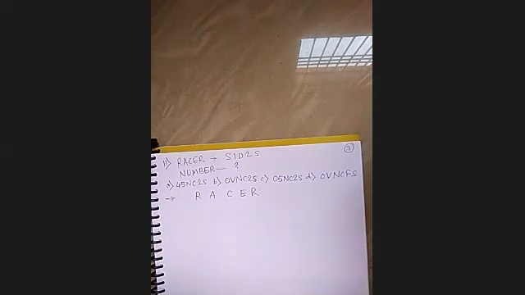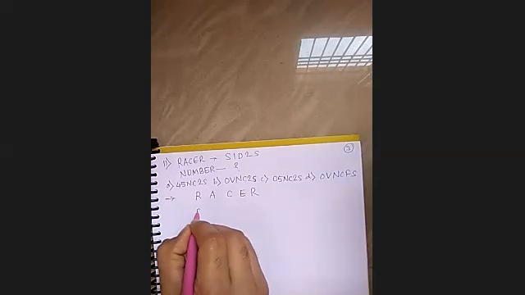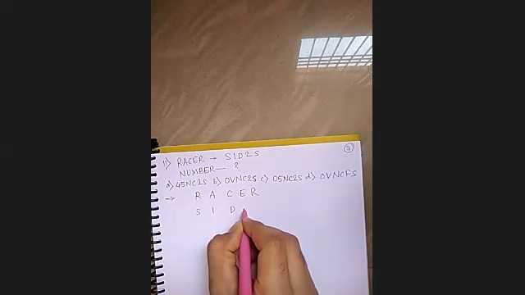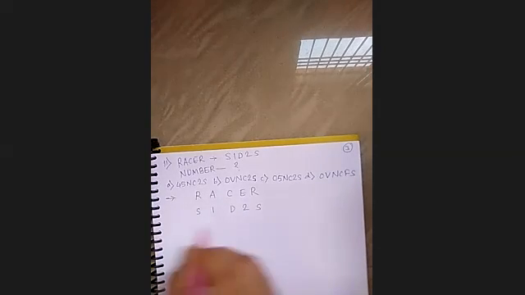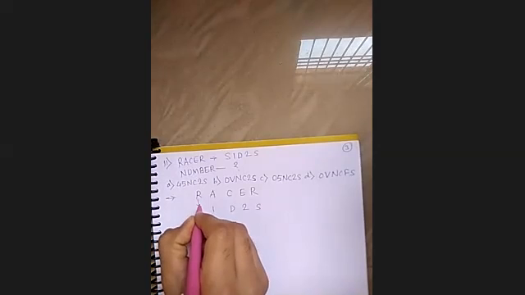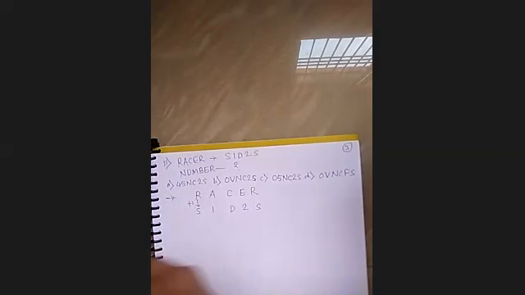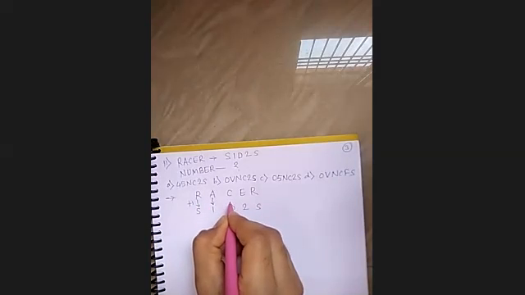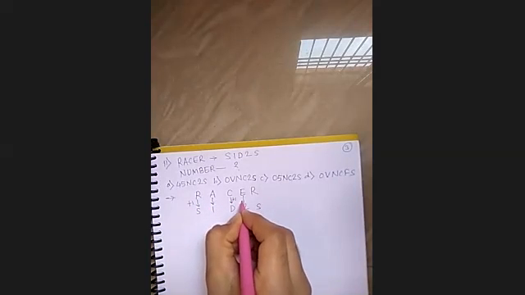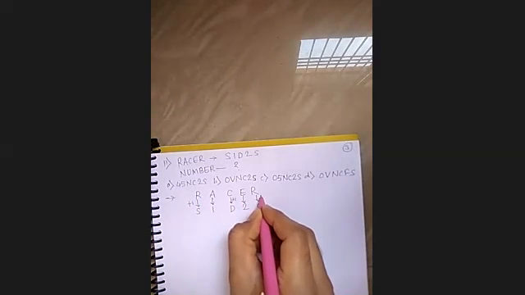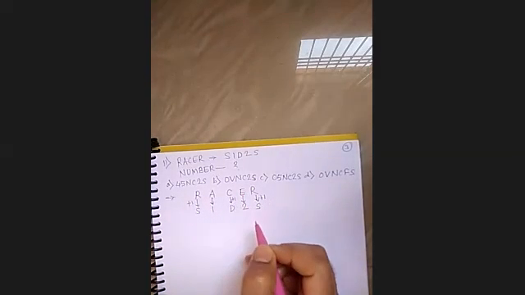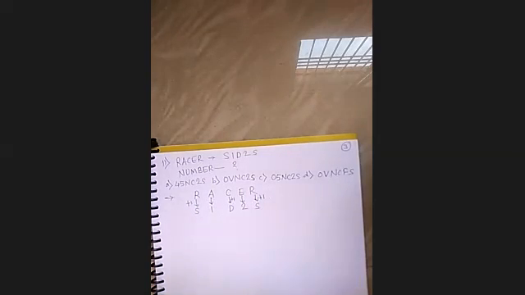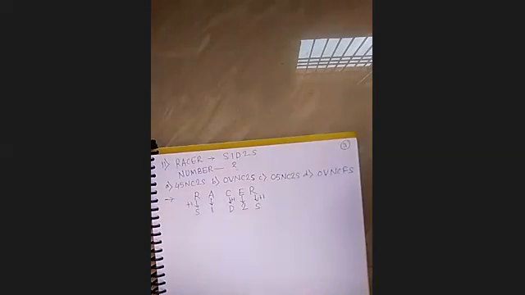RACER. Fine. So S1D2S. This would be, let's say, developing logic. So R plus 1 is S. A as it is its number. C plus 1 is D, its number, right? And R plus 1 is S. So you must be thinking that A is equal to 1, we know that, but how E is equal to 2? Fine. For that purpose, that's the reason why I have taken this kind of question.